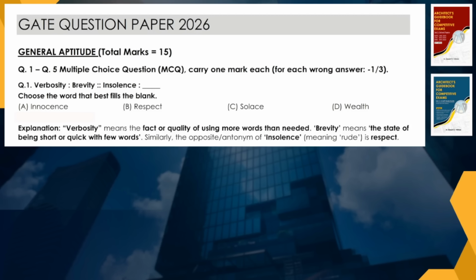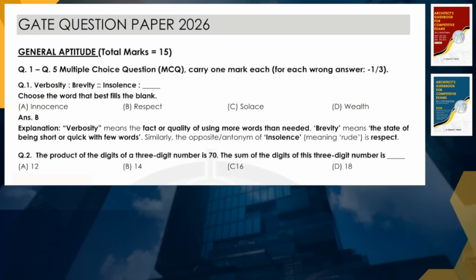Now, verbosity means the fact or quality of using more words than needed, and brevity means the state of being short or quick with few words. So verbosity and brevity are exactly opposite to each other. They are antonyms. Similarly, the meaning of insolence is rude, so the antonym of insolence will be respect, which is mentioned at option B. So the answer for the first question will be option B. I will say it was a medium kind of question, so I have not included this question in the table which I have just shown you.